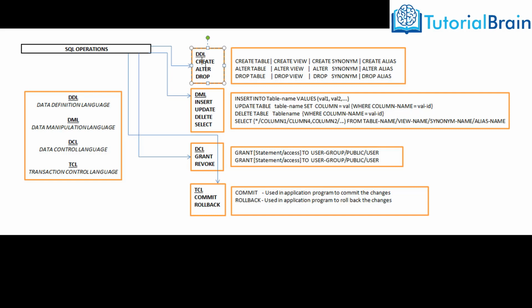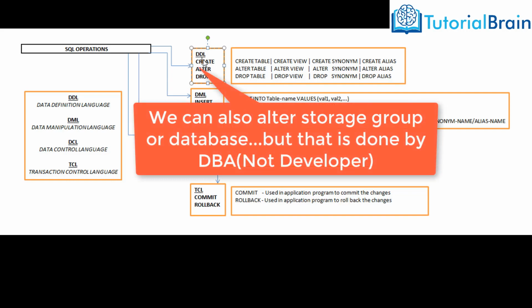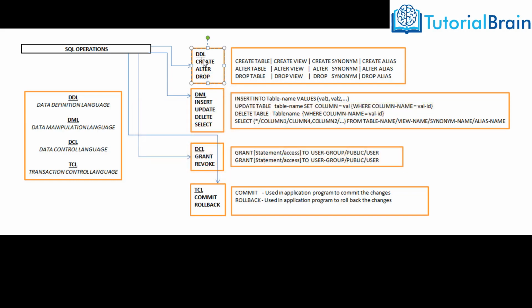Create is used to create a table or view or synonym or alias. Alter is used to change the properties of the table, and along with alter we can use alter table, alter view, alter synonym, alter alias. Similarly, we can use drop to drop the table or drop the view or drop the synonym or drop alias. Please note that delete is DML while drop is DDL.